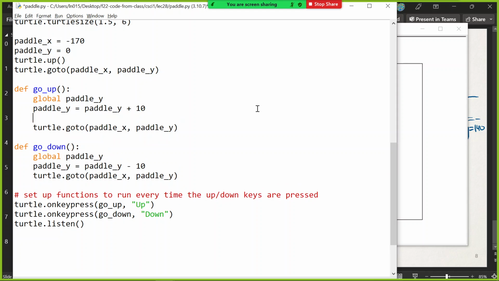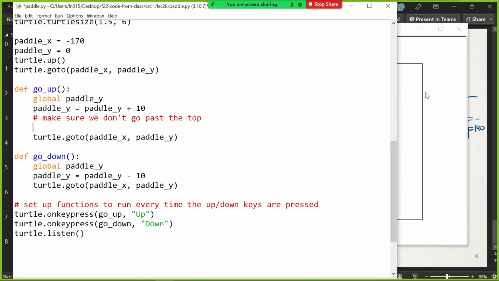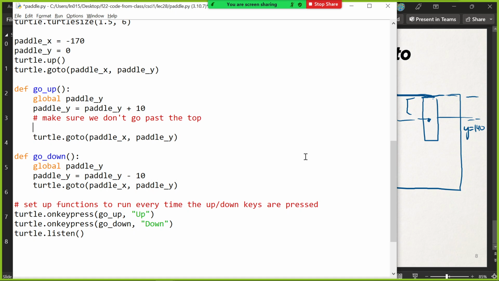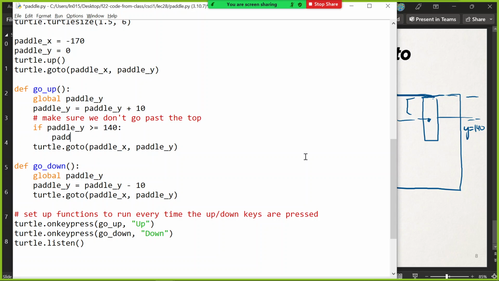So make sure we don't go past the top. And that is, we just discovered it's 140. If our y tries to be over 140, if paddle y is greater than or equal to 140, that means we just hit the wall, or like it's past it. Just rein the turtle back in. Make sure that it is exactly equal to 140. That's just touching the wall. All right?